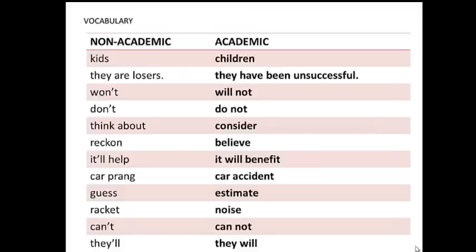We commonly write the word won't, but in academic writing we don't use abbreviations, we write the words in full. So won't becomes will not, don't becomes do not. Other words, it's not a big mistake if we use them, but it's better to use a more formal word. So an example of that is think about, and a better word or a more formal word is consider. Okay, so have a look through the list, think about these words, think about the meanings, and look at how the academic words are more formal.